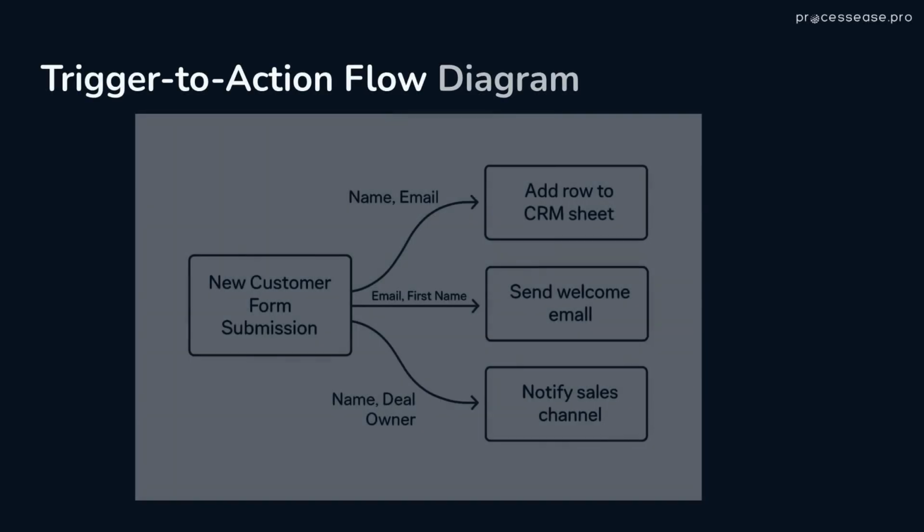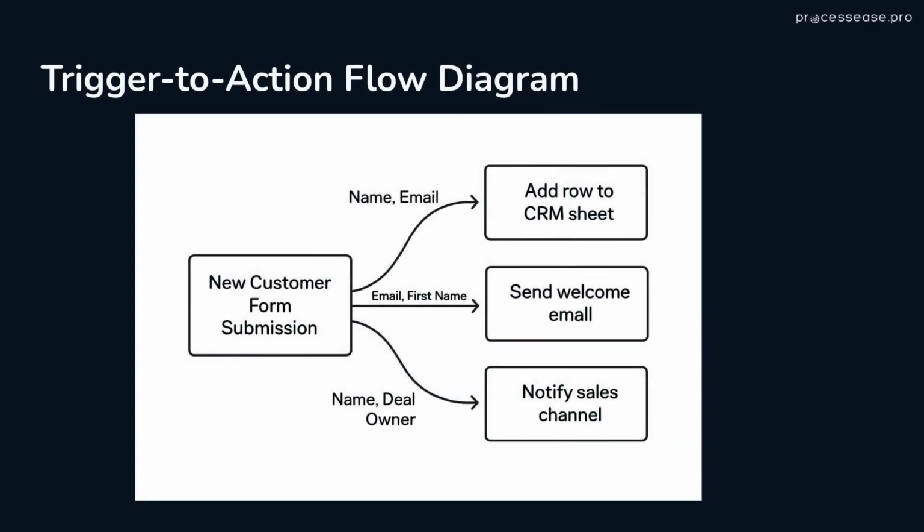Now let's visualize the flow. A trigger points to multiple actions. See how data moves from the event to each step. Here's a flow diagram showing a new customer form submission triggering 3 actions: adding a row to the CRM sheet, sending a welcome email, and notifying the sales channel. Draw arrows from the trigger to each action and annotate which data fields map to each action input.